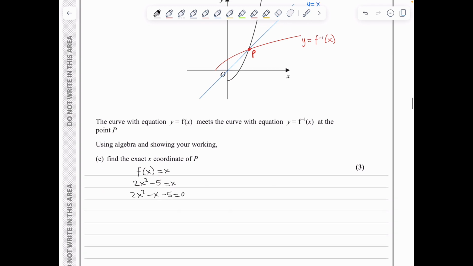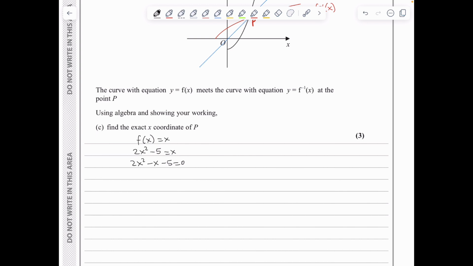Well, I've been told to use algebra, which means I need to show the substitution into the quadratic formula, which means we've got x is equal to negative minus 1 plus minus the square root of negative 1 squared minus 4 times 2 times negative 5, all divided by 2 times 2. So if we plug this into the calculator, we get that x is (1 plus minus root 41) over 4.